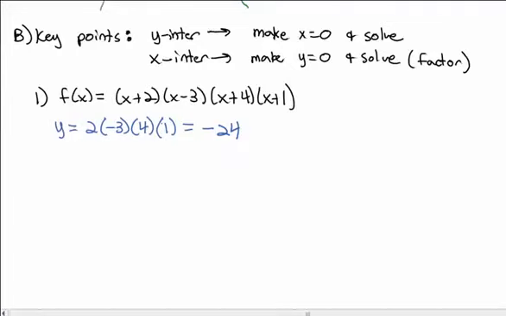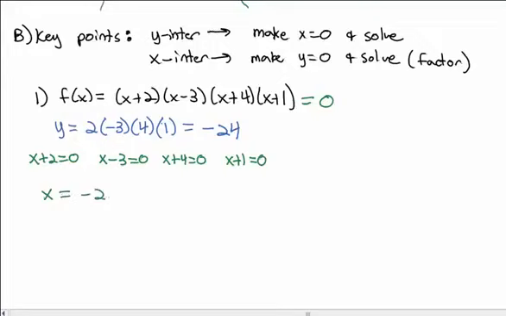The x-intercepts we get by making the whole thing equal to 0, and so we end up with x plus 2 equals 0, setting each factor equal to 0, x minus 3 equals 0, x plus 4 equals 0, and x plus 1 equals 0. And when I do that, I get x-intercepts of negative 2, positive 3, negative 4, and negative 1.